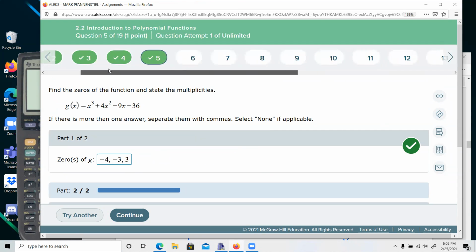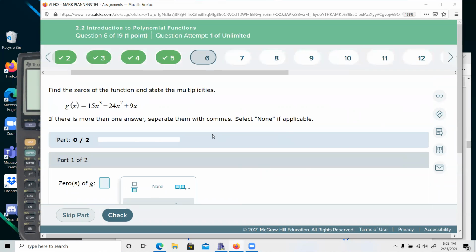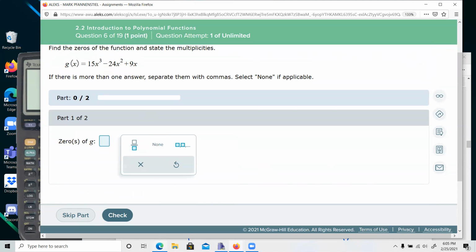We will get to the graphing them, by the way. I assure you we will do some of that. All right, oh boy, this one's going to be fun.